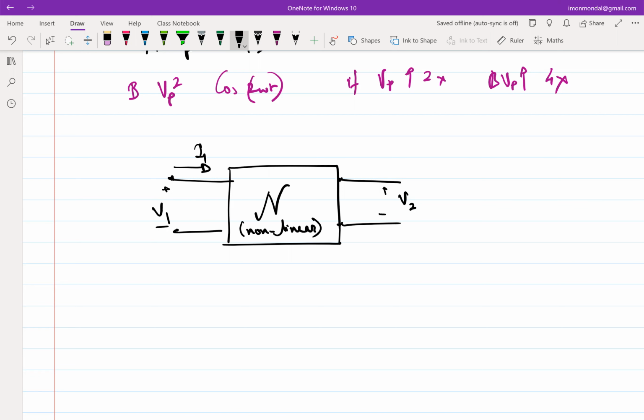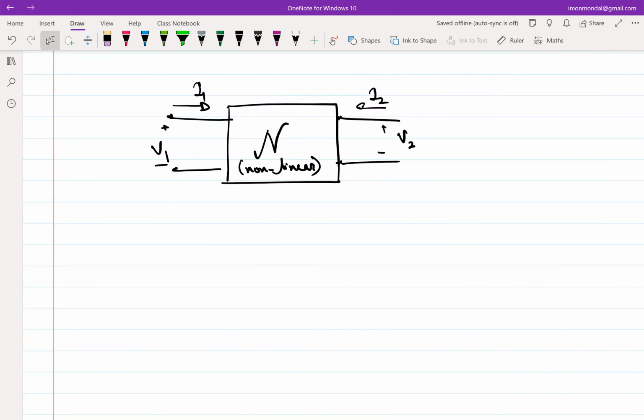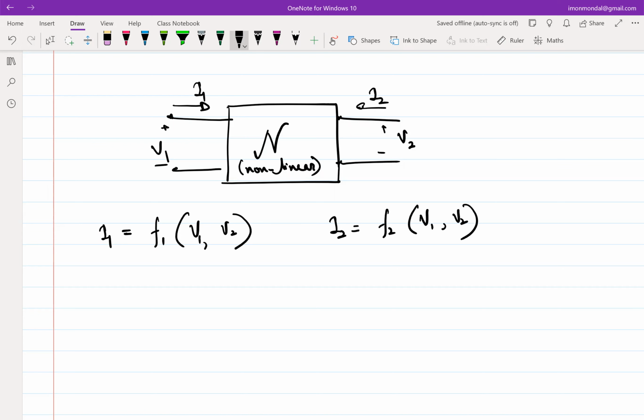This is I1, this is I2. Note that this is total I1, total V1, not incremental, right? This is total I1, total V1. And since this is nonlinear, I can associate a nonlinear function between I1, I2, V1 and V2. So generic nonlinear function, I can say that I1 will be equal to F1 of V1, V2, and I2 is another function F2 of V1, V2.